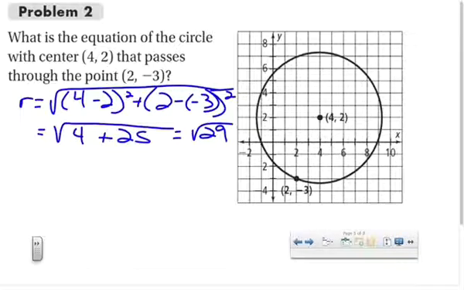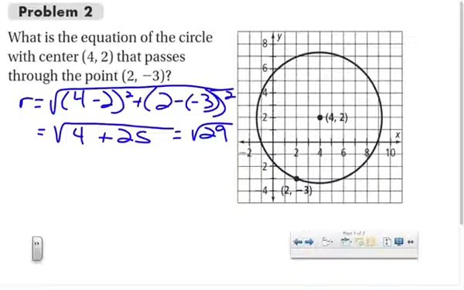Why is there no reason for me to either try simplifying that radical, in this case it doesn't simplify, or evaluate that radical and figure out what the square root of 29 is? Why is there no reason I should do that? Why is that a waste of time? Because I'm going to be squaring it anyway in order to write the equation of the circle. Fantastic.